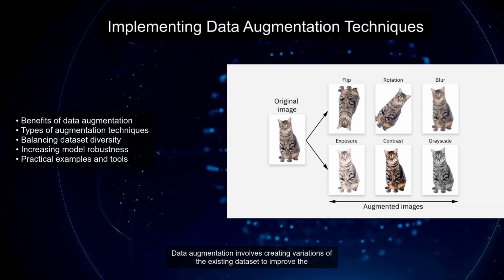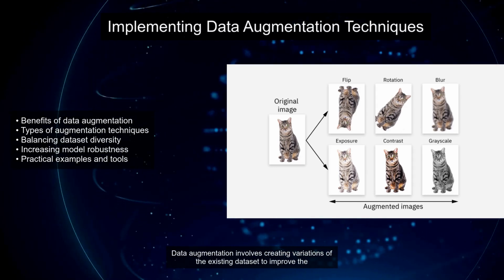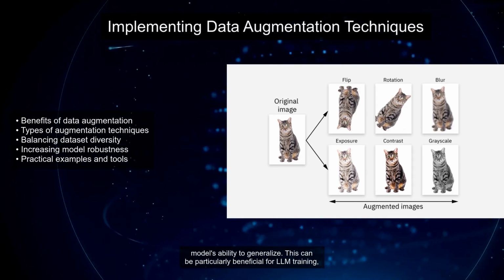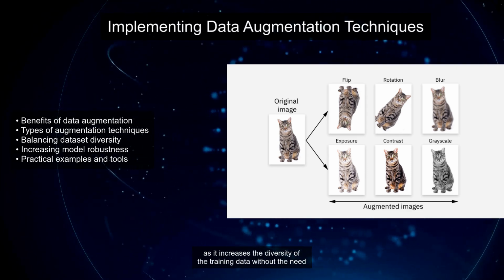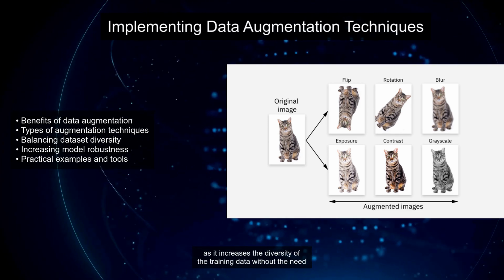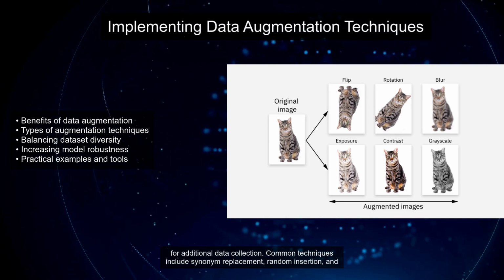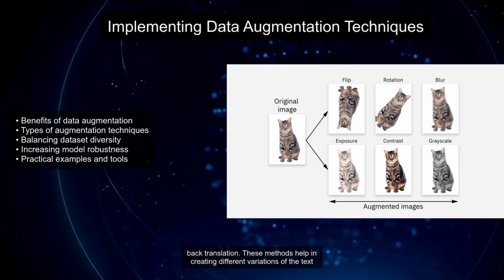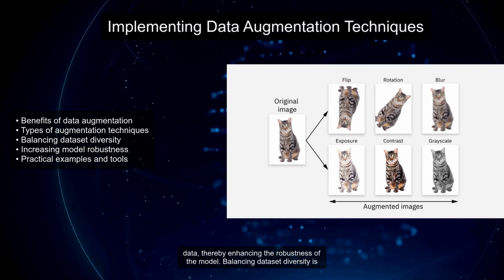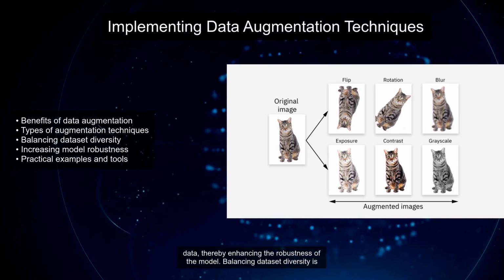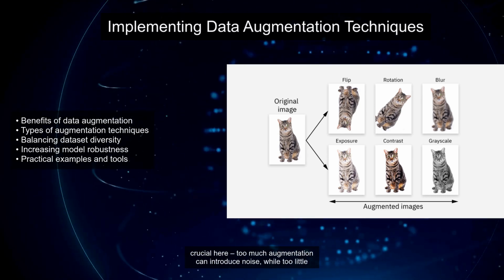Data augmentation involves creating variations of the existing dataset to improve the model's ability to generalize. This can be particularly beneficial for LLM training, as it increases the diversity of the training data without the need for additional data collection. Common techniques include synonym replacement, random insertion, and back translation. These methods help in creating different variations of the text data, thereby enhancing the robustness of the model.